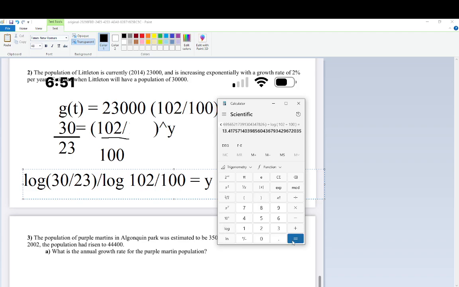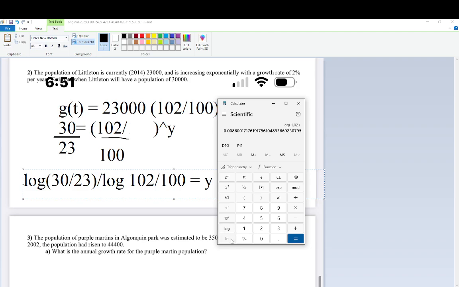That's it. 13.47. If you're worried about getting it wrong, 30 over 23. You can always do the second one first, 102 divided by 100. I'm going to clear it. 102 divided by 100, which I know is 1.02. You could have just put 1.02.